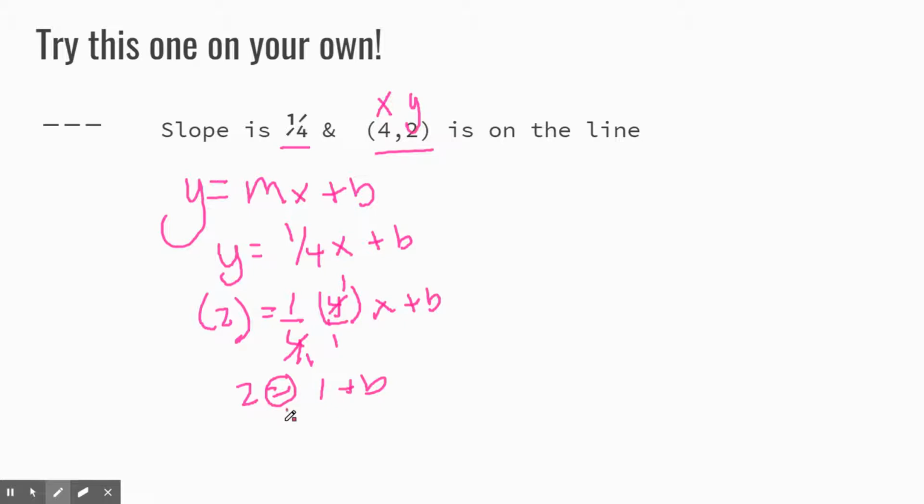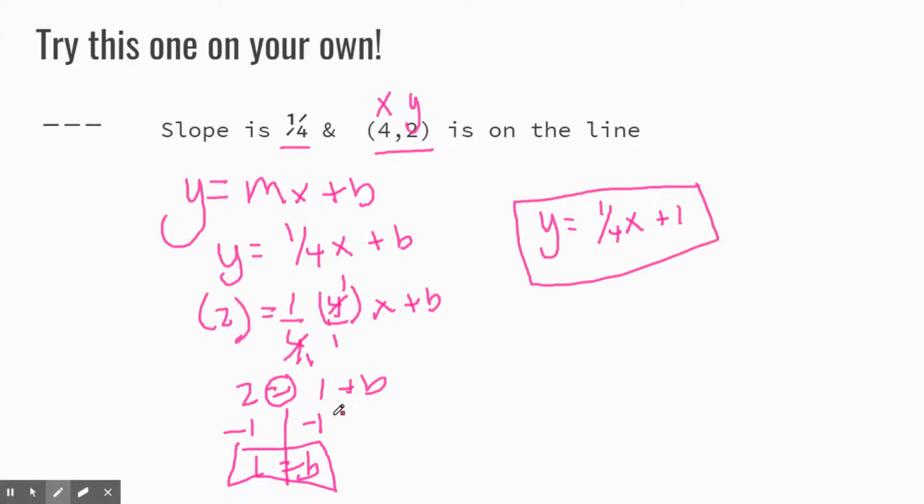Now I center my equation's equal sign. I'm going to get rid of the 1 by subtracting 1. 2 minus 1 is 1, so 1 equals b. So now I know my slope and my y-intercept, so I can write it in. I'm going to write y equals 1/4 x plus 1.